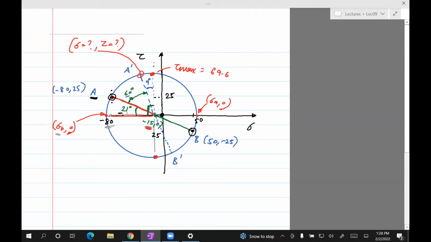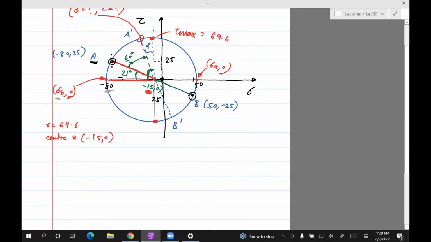We know the radius of the circle. I think it was 69 point... so the radius is 69.6. If you can go back and check it. We also need the center, which is 15. So the center is at 15,0. And I think that's about it. Okay, so to avoid clutter on that figure, I'm just going to draw just A prime, call the center C, and this point.